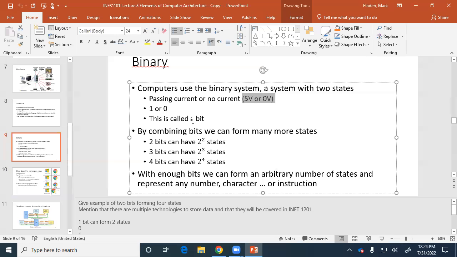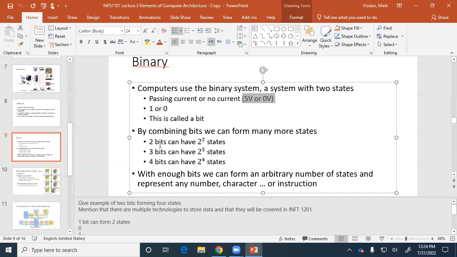Now, a bit is a very small unit. What we tend to do is work in these things called bytes. A byte is going to be 8 bits together. And with 8 bits together, we have many different states that we can have. And that is represented by this thing here.